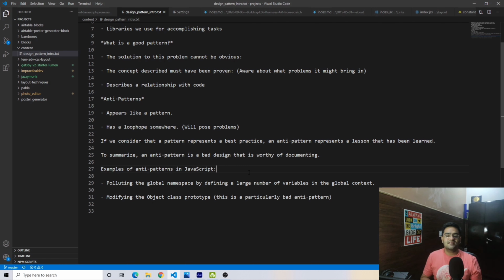So to summarize, an anti-pattern is a bad design that is worthy of documenting to stop it from being used, because from the very first sight it appears like, oh, this is a solution. So some examples of anti-patterns in JavaScript are polluting your global namespace by defining a large number of variables in the global context. And another one is modifying the Object class prototype. It is particularly a well-known and a poor pattern to work with.